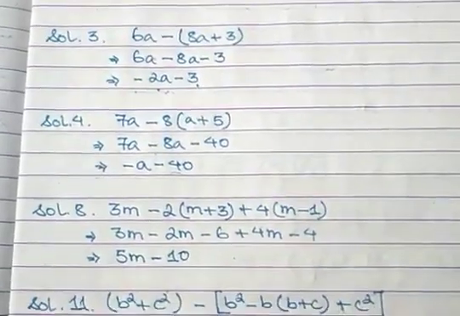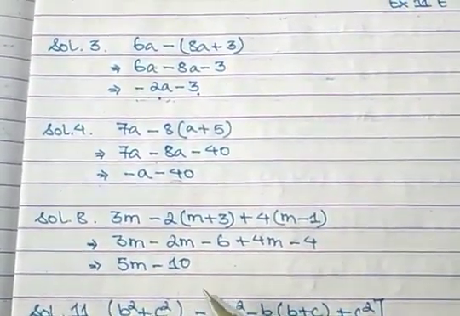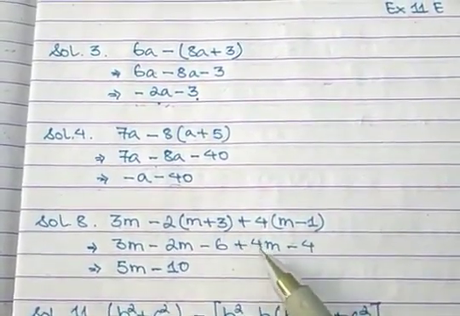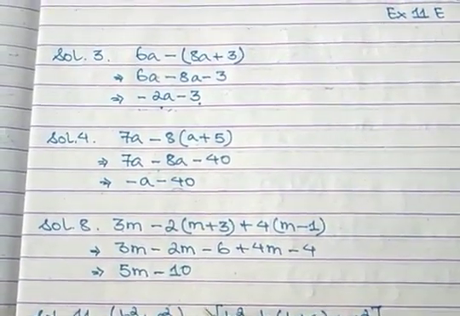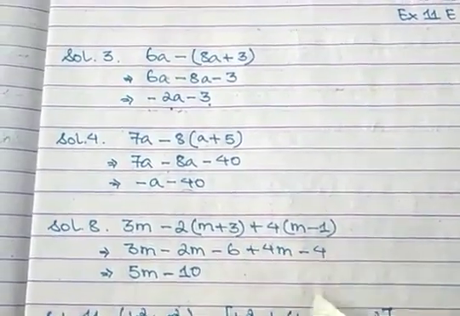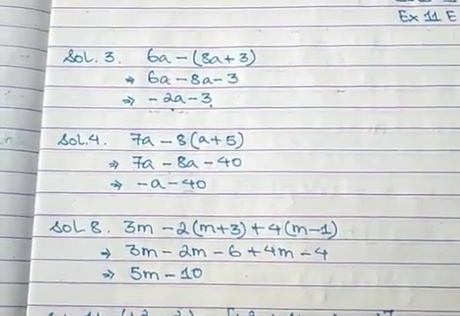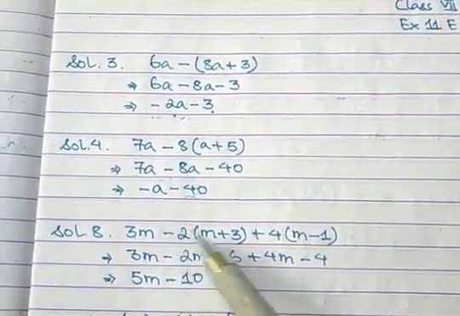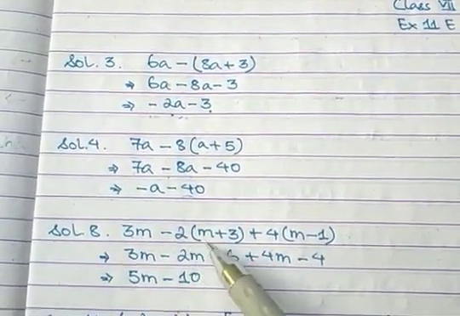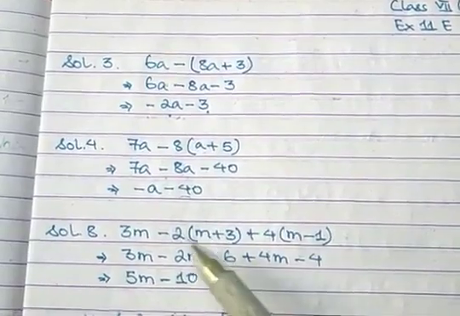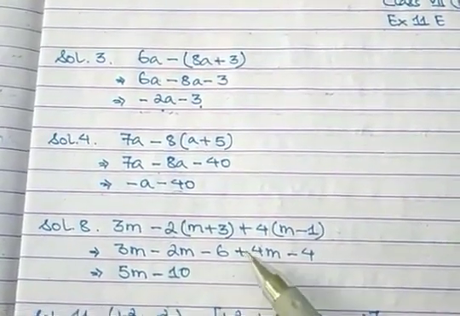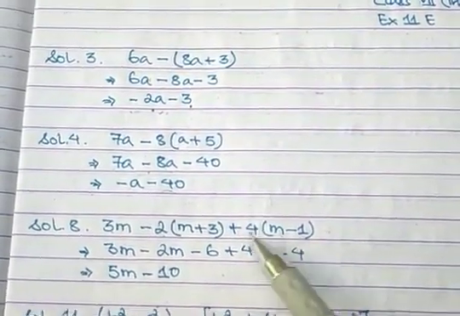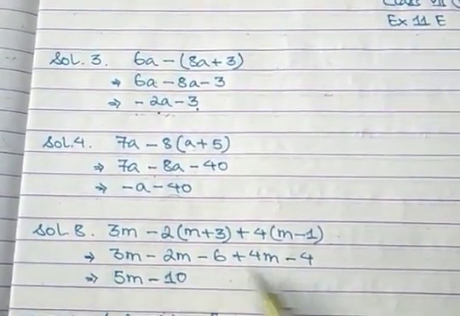Question number 8. Again, see, we got 3m minus 2 within bracket, m plus 3, plus 4 within bracket, m minus 1. Now the BODMAS rule, as I've said, open up the bracket first. So we are opening the bracket here with the minus 2 sign. Minus into plus, it's minus 2 into m, 2m. Minus into plus, it's minus 2 3 times is 6. Plus into plus, it's plus, 4 into m is 4m. Plus into minus is minus, 4 into 1 is 4.